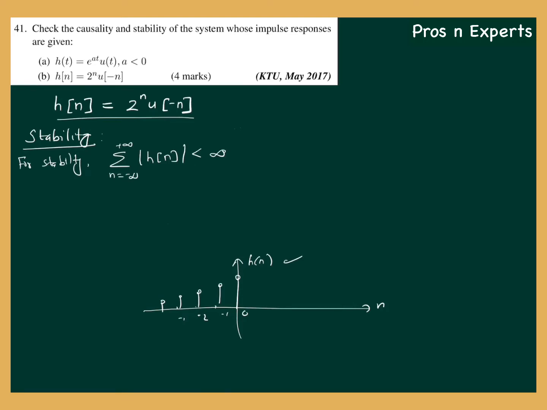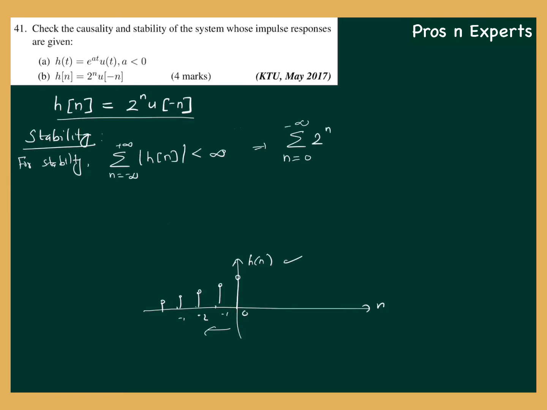If the impulse response is absolutely summable, we can say that the system is stable. So let us check. That implies the sum over n. What are the limits of the summation? Is it from minus infinity to plus infinity? No, because the signal extends only to the negative n axis. So I can write the sum over n equal to 0 to minus infinity, starting from the samples 0, minus 1, minus 2, and so on up to minus infinity. What is mod h of n? It is 2 raised to n.